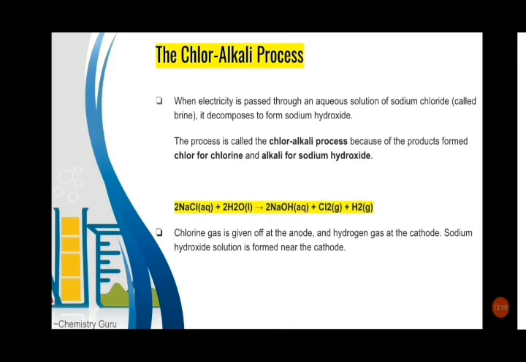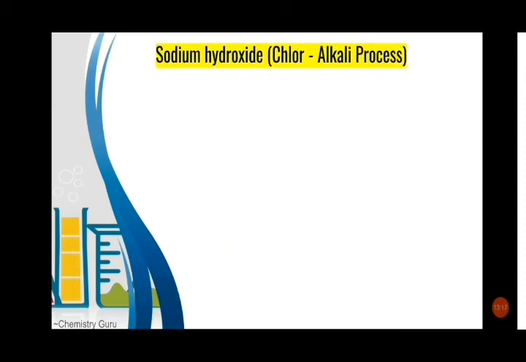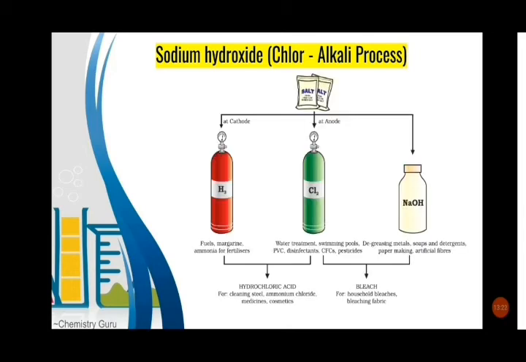Chlorine is given off at the anode and hydrogen at the cathode. So these two gases, this is at anode and this is at cathode. Anode is positively charged, cathode is negatively charged. And sodium hydroxide. Now this chemical reaction is very much important. This process is very much important. Reason being, all three products formed here in this process are very useful. So now we would discuss the uses of the products which are formed here.